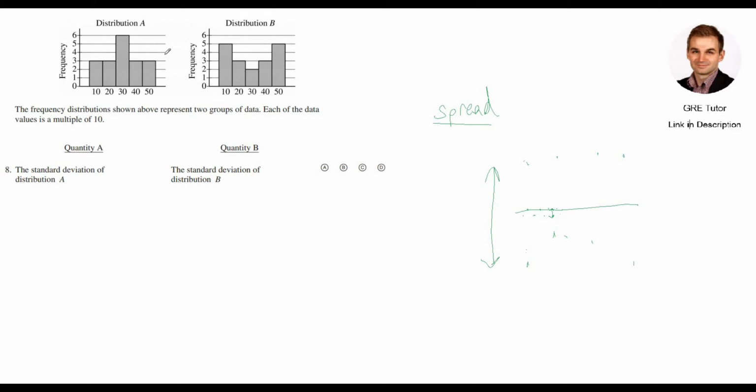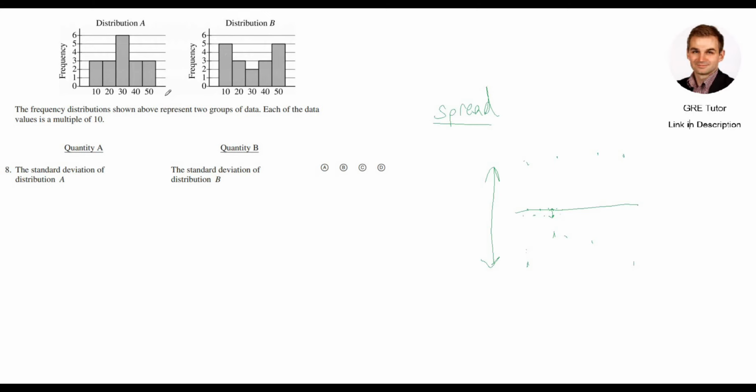So, distribution A, you can see that this is a frequency table. So you have 10, and there's 3 of them, 20, and there's 3 of them, and then 30, and there's 6 of them, 40, and there's 3, and 50, and there's 3. Same with distribution B. Alright, so that's kind of how the frequency table works.